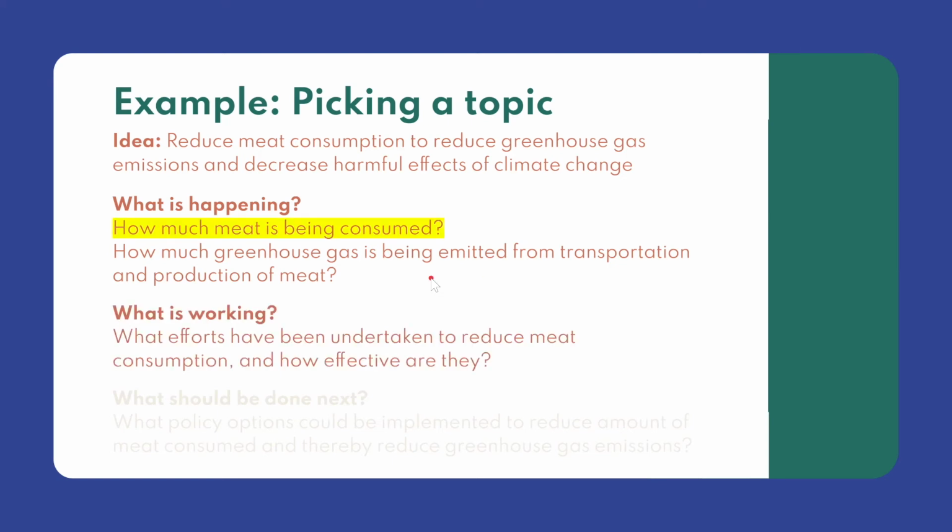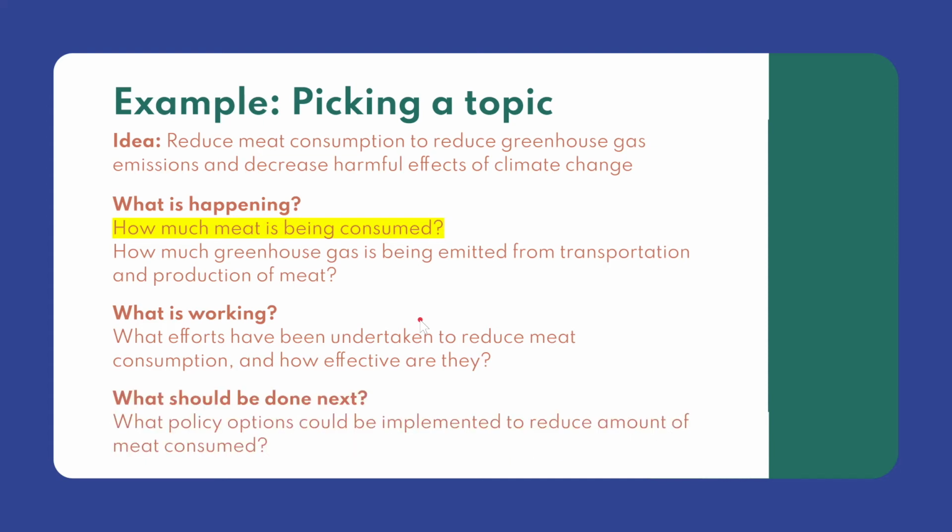Next, I'm going to focus on the how-much-meat-is-being-consumed question and ask what is working. What efforts have been undertaken to reduce meat consumption, and how effective are they? So, looking at legislative efforts or any actions that executive agencies have been taking, and seeing how effective they are. Do we need new action? Is it already good enough? Those are questions you want to ask. And next, what should be done next? What policy options could be implemented to reduce the amount of meat consumed? Through these three questions, we have started to narrow down what we want to focus on in terms of reducing meat consumption.